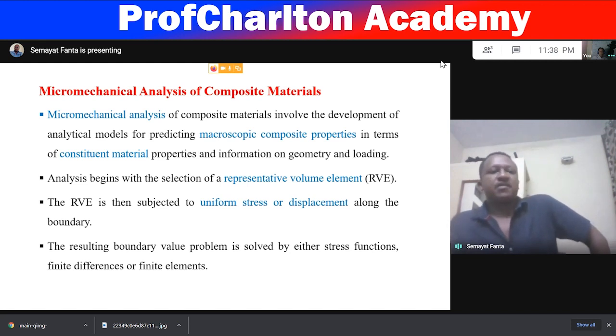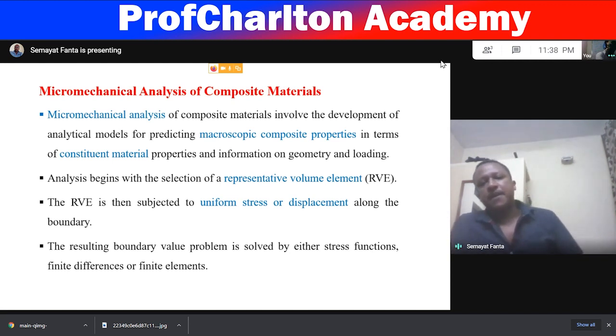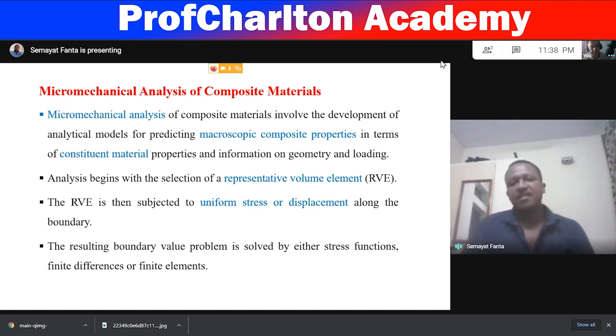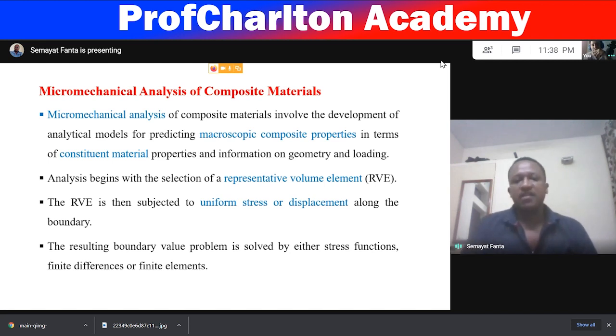Micromechanical analysis of composite material involves the development of an analytical model for predicting the microscopic composite properties in terms of the constituent material properties and the information of the geometry and loading. So the constituent materials are the fiber and matrix at the micro level, and their combination will give us the structure. So we are going to determine the properties at the macroscopic level.